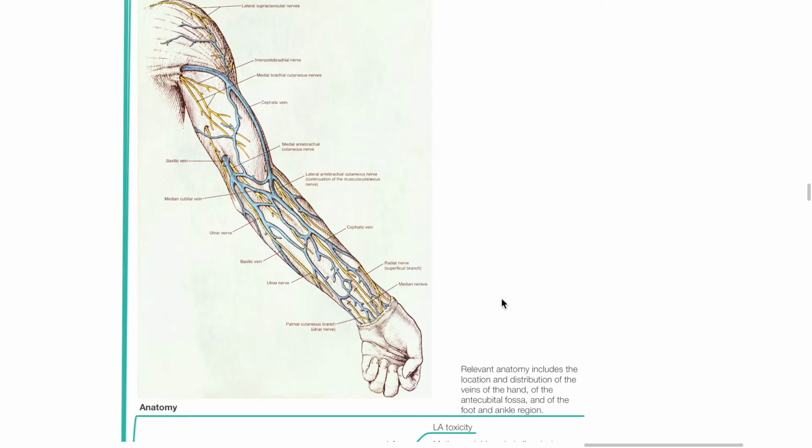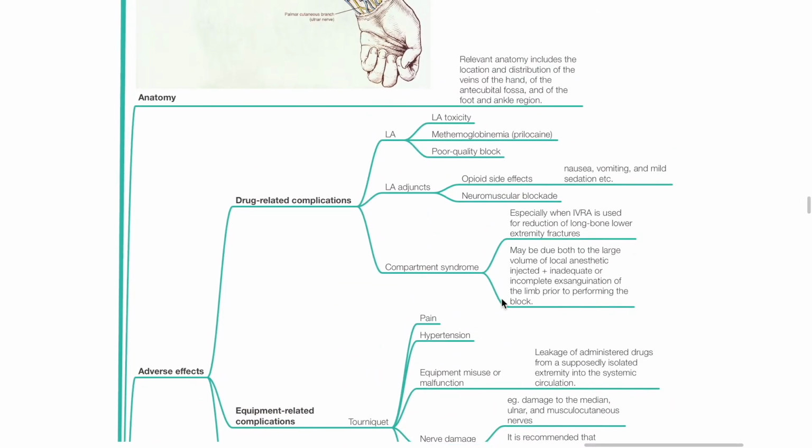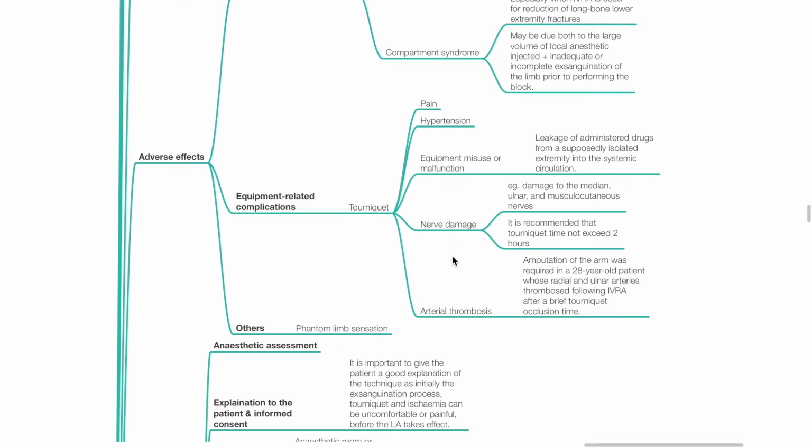and ankle region. Adverse effects of IVRA include drug-related complications such as LA toxicity, methemoglobinemia, and poor quality blood, opioid side effects, neuromuscular blockade, and compartment syndrome. Equipment-related complications include tourniquet pain, hypertension, equipment misuse or malfunction, nerve damage and arterial thrombosis. Other complications include phantom limb sensation.